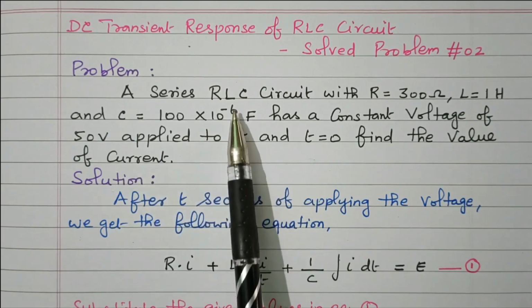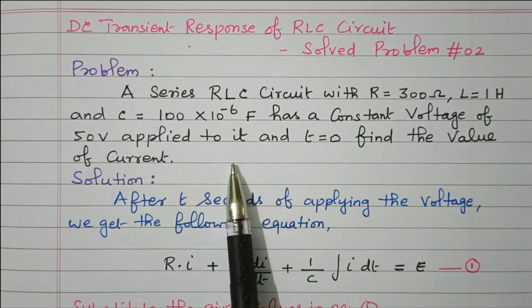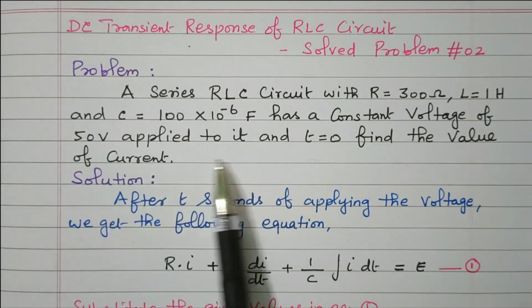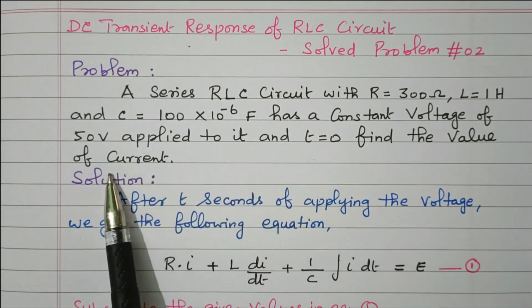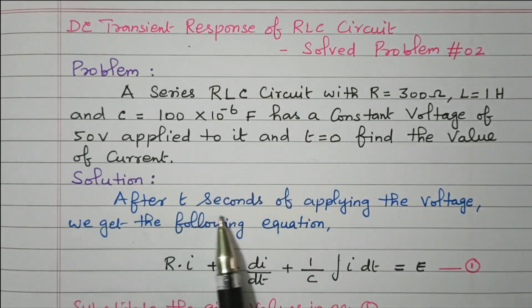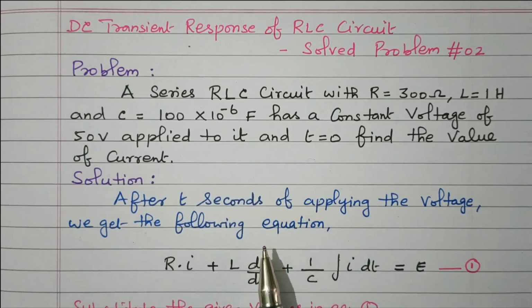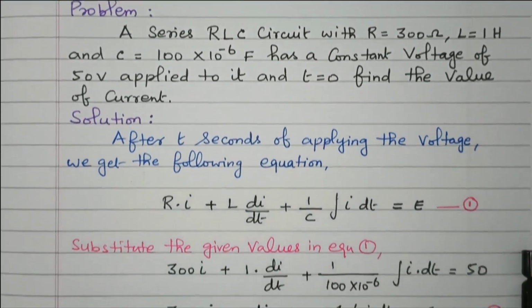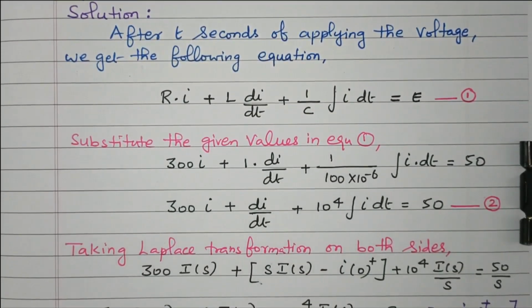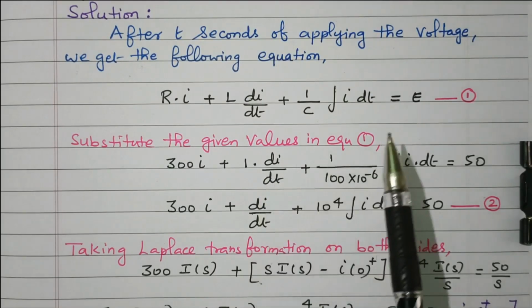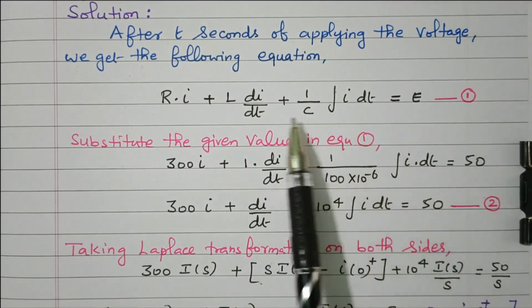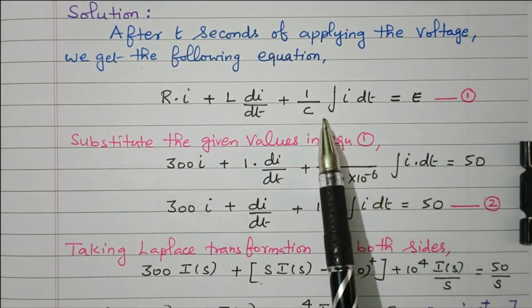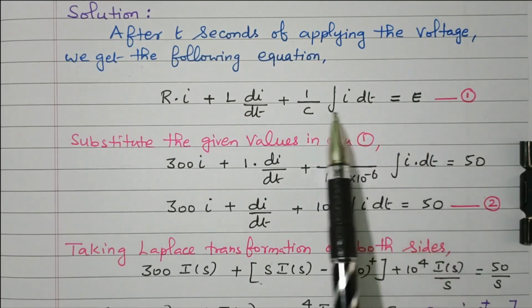So a series RLC circuit is given, the RLC values are given, and 50 volts is applied at t equal to 0. We need to find the value of the current. After t seconds of applying the voltage, we can get the following equation. By using Kirchhoff's voltage law, we can get the equation of the RLC circuit. R, L and C are connected in series. So based on KVL, the applied voltage E equals the voltage drop across the resistor, inductor and capacitor. Voltage rise equals voltage drop.